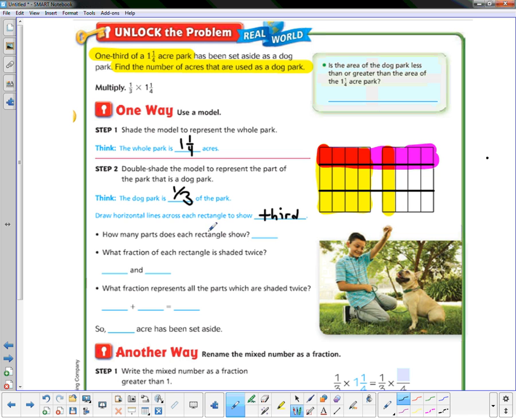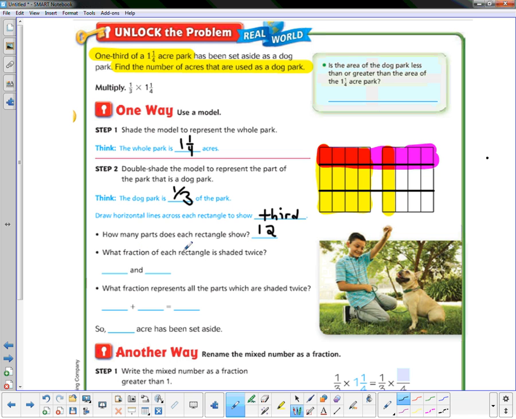How many parts does the rectangle now show? Okay, let's think this through. 1, 2, 3, 4, 5, 6, 7, 8, 9, 10, 11, 12. 12. Now you might make the mistake of counting up all of them, but remember it's just out of one whole.